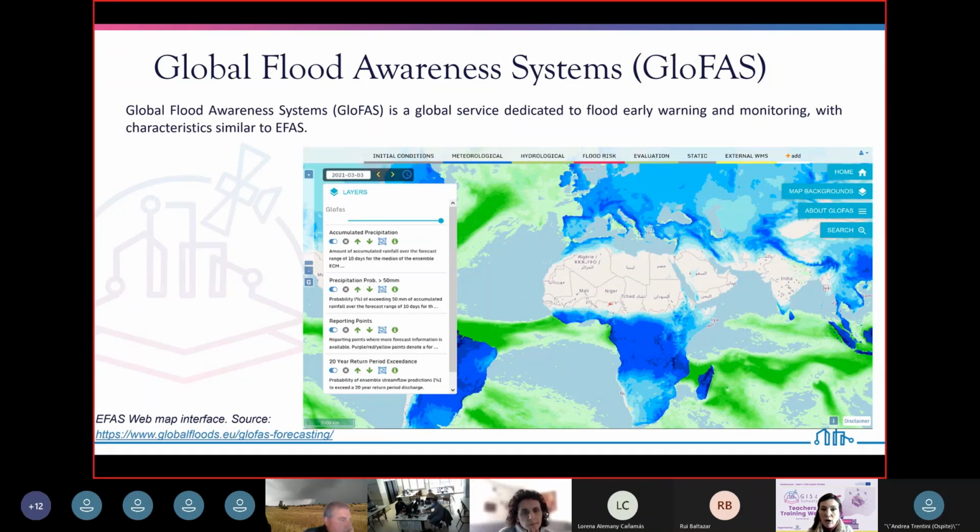Here you see an example of the interface of GLOFAS, the same service with respect to floods, but dedicated to the whole world. And here you can see some of the layers that can be displayed: accumulated precipitation, precipitation probability greater than 50 millimeters, where you have the points reporting information, and also 20-year return period exceedance. So probability computation about the return period of certain levels of flooding.